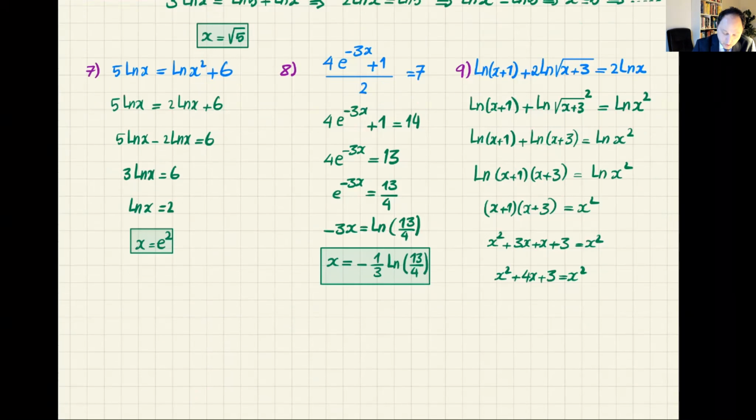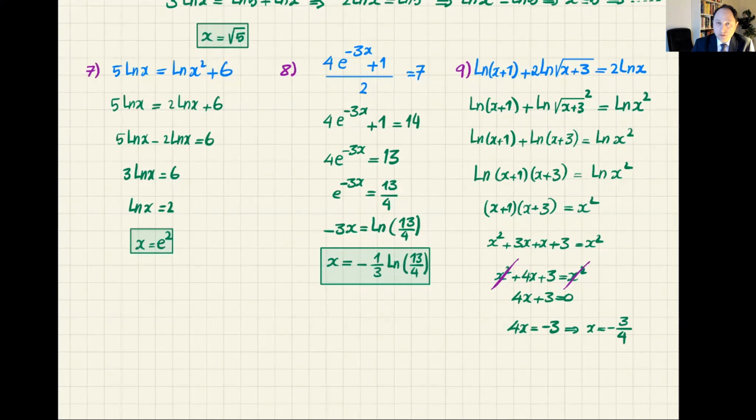Now what happens? This x squared, move it to the left, will cancel. So then what I do, I move 3 to the other side, so it becomes 4x plus 3 equals 0. So this means that 4x is equal to minus 3. So this means that x is equal to minus 3 over 4.